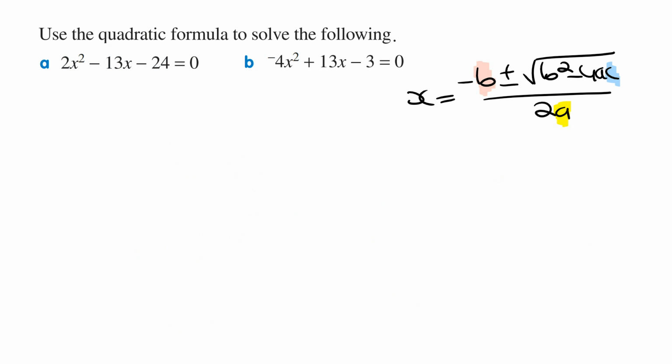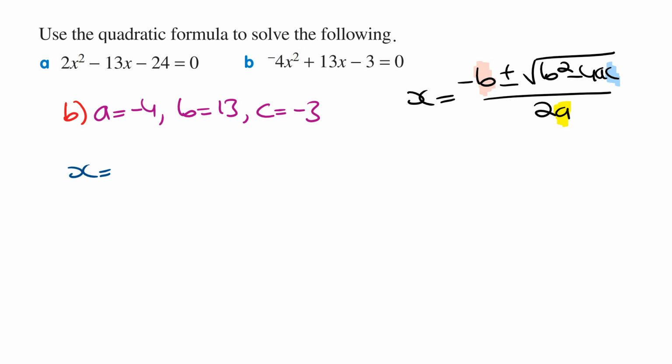Part B, we've got minus 4x squared plus 13x minus 3 is equal to 0. The value of a is minus 4, the value of b is 13, and the value of c is minus 3. From here, we sub these values into the quadratic formula and then solve for x.